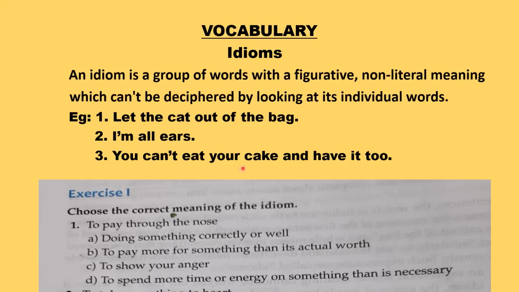You can't eat your cake and have it too. Means you cannot have two things at the same time. So these are the meanings of the idioms and we have to understand them clearly. Now if you move on to exercise 1, choose the correct meaning of the idiom. The first idiom is to pay through the nose, and there are 4 alternatives given and you have to select the right alternative, and the meaning is to pay more for something than its actual worth. That time we can use the idiom to pay through the nose.